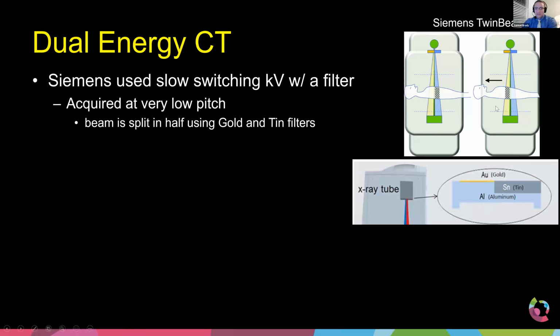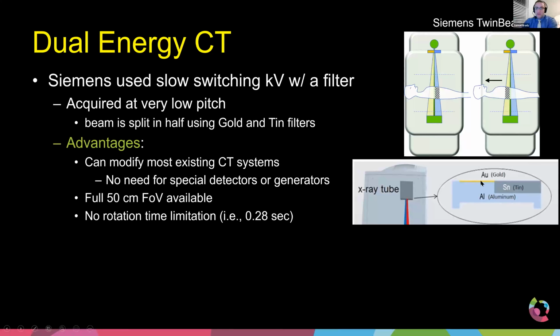They basically split the beam. And so as photons pass through this side, they'll have one energy spectrum. And as they pass through this side, they'll have a completely different energy spectrum, high versus low. And that's great. And so basically you can take this filter and stick it in any X-ray tube. It's a single tube, single detector. So you're imaging with 1 kV, and you're imaging with the full 50 centimeter field of view. It doesn't take very special scanners. There are no limitations on how slow or how fast you can rotate, so it's all nice.